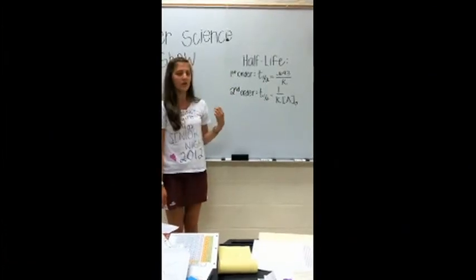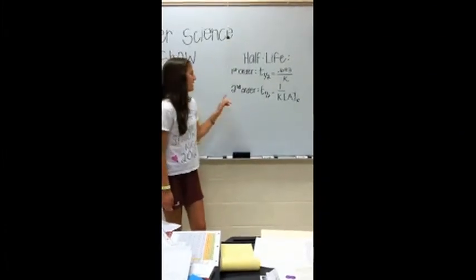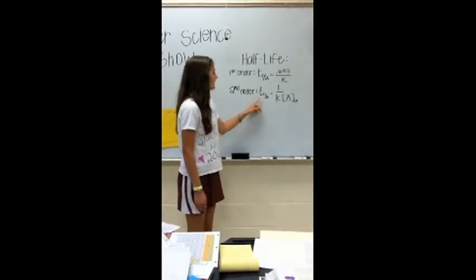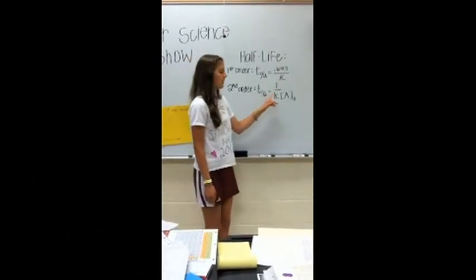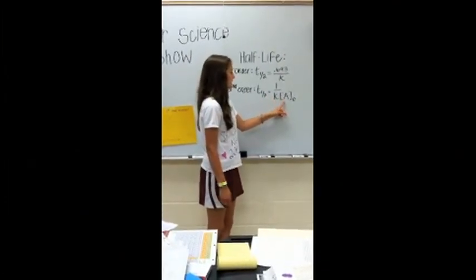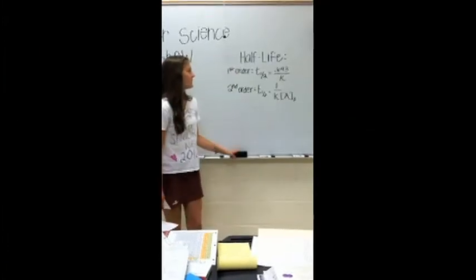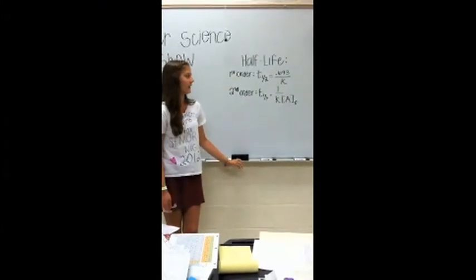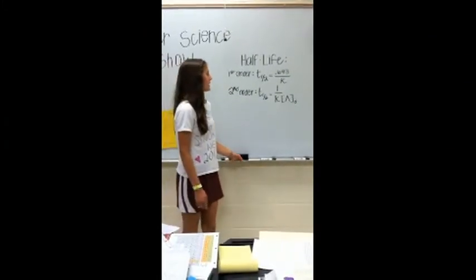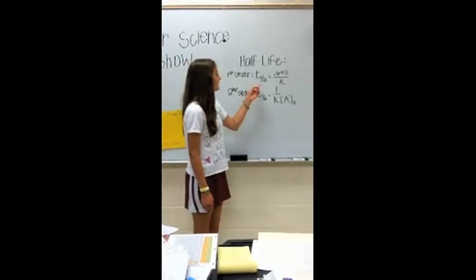As Ziggy discussed before, K is a constant. In the second order equation, T subscript 1/2 is equal to 1 over K times the concentration. The main difference between first and second order half-lives is that the concentration does not affect the half-life of first order reaction.